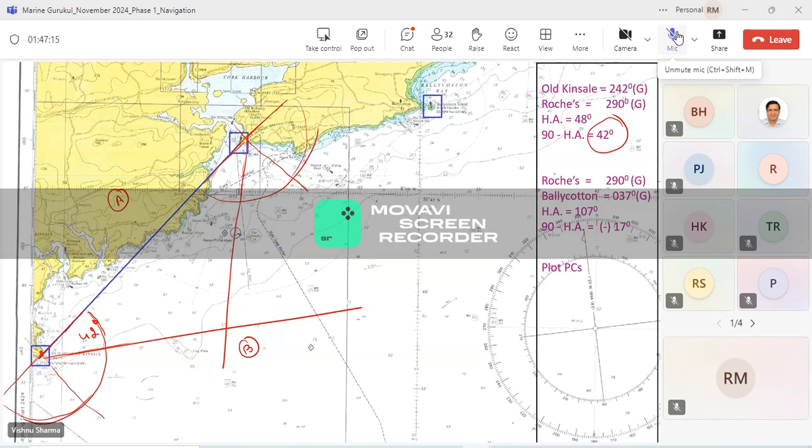Clear? Yes, sir. Excuse me, sir. Sir, in this diagram we can easily understand. Let's run through the process. Don't worry, don't unnecessarily get anxious.